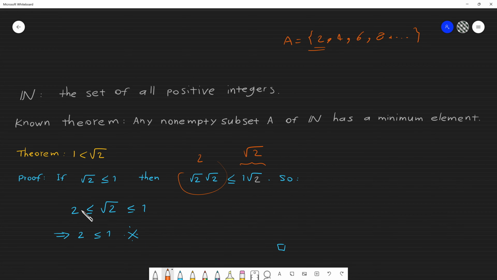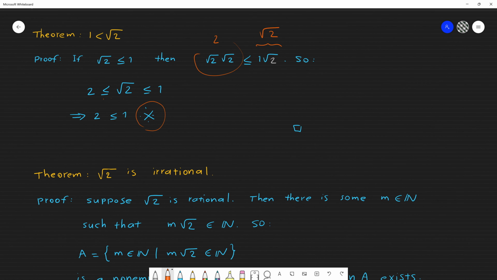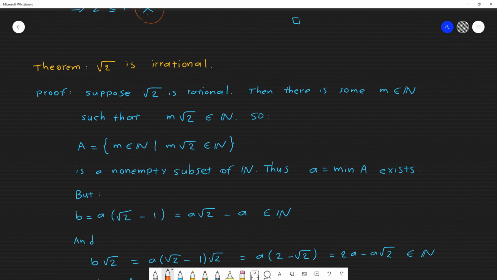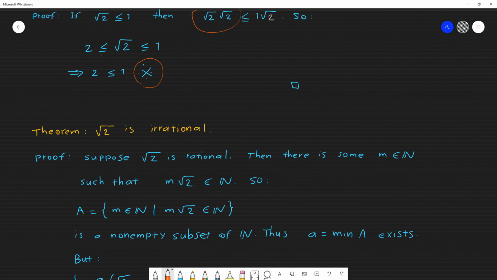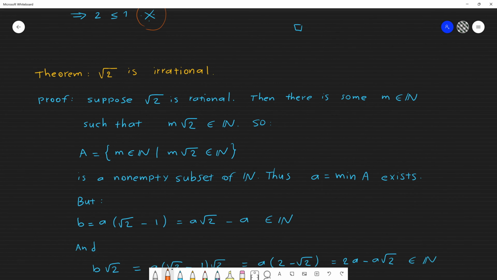So 2 is less than or equal to square root of 2, and we know that square root of 2 is less than or equal to 1, so 2 is less than or equal to 1, which is a contradiction. So we proved the theorem by contradiction. Next theorem is what I intended to prove.